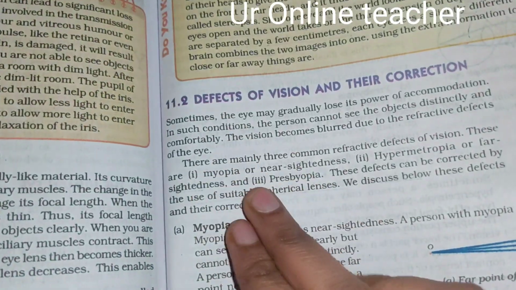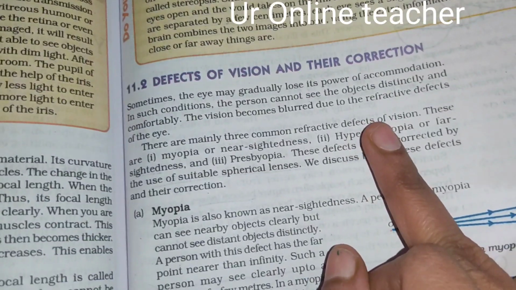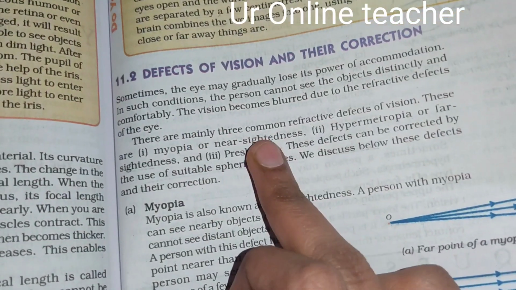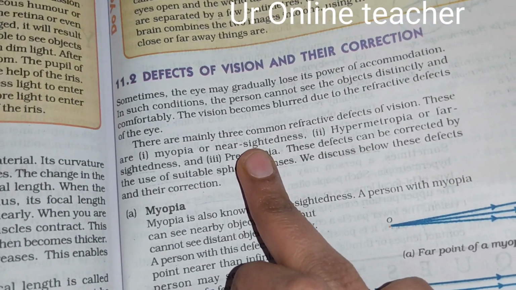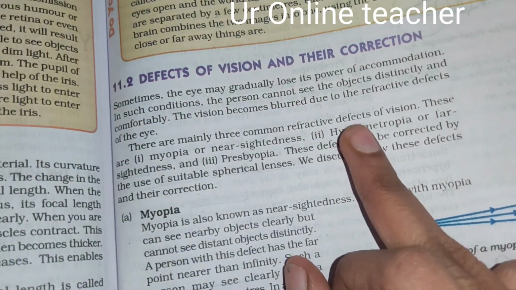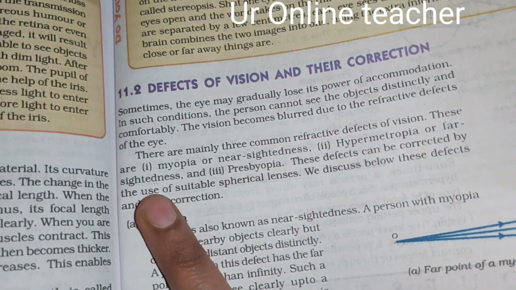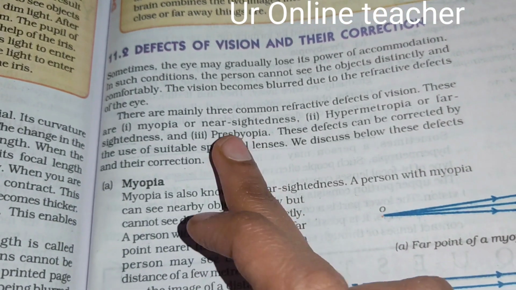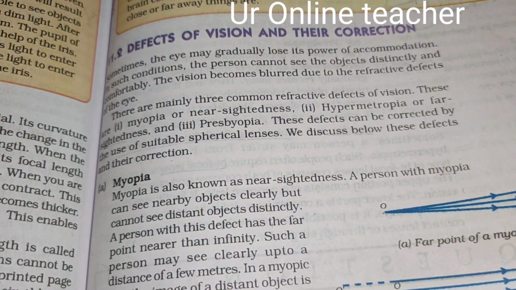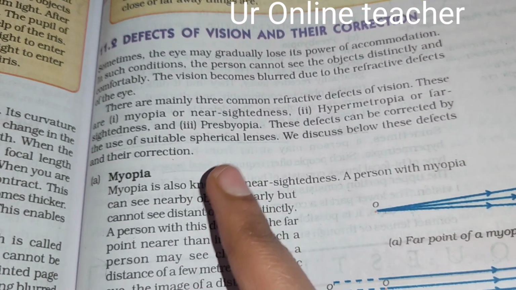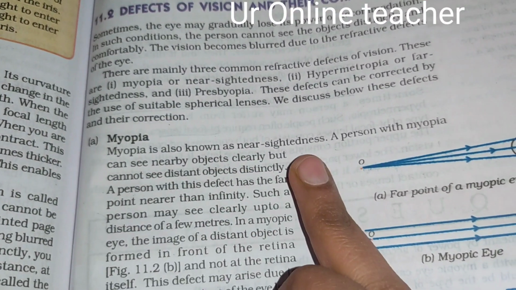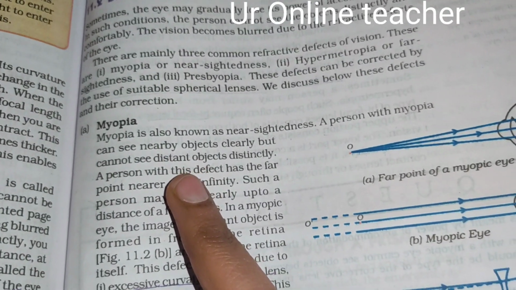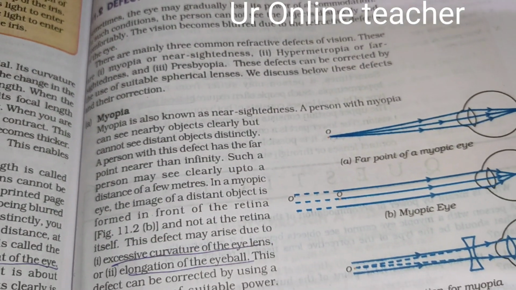So depending on this, there are 3 common refractive defects of vision. What are they? Myopia or nearsightedness, which means he can see near things but not far. Hypermetropia or farsightedness. Myopia is called nearsightedness. A person with myopia can see nearby objects clearly but cannot see far objects.